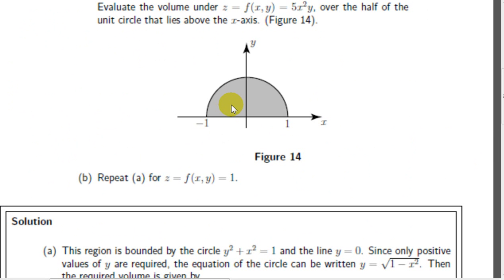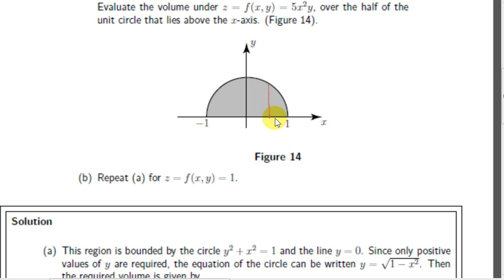In this example, we are going to get the volume under the surface f of x comma y equals 5x squared y over the half of the unit circle that lies above the x-axis. So the unit circle has a radius of 1. So here's the region that we are integrating over. So like before, we can consider a cross-section of that volume in the y direction.